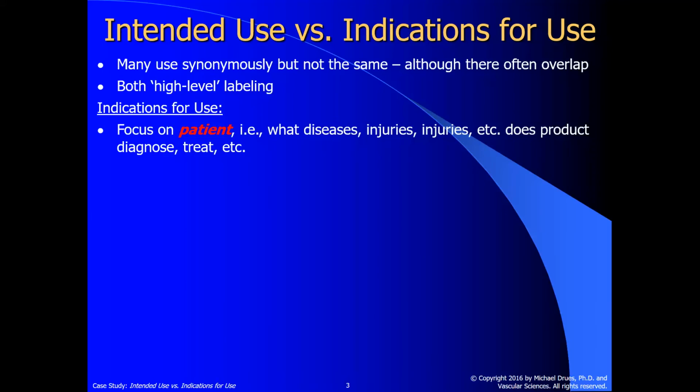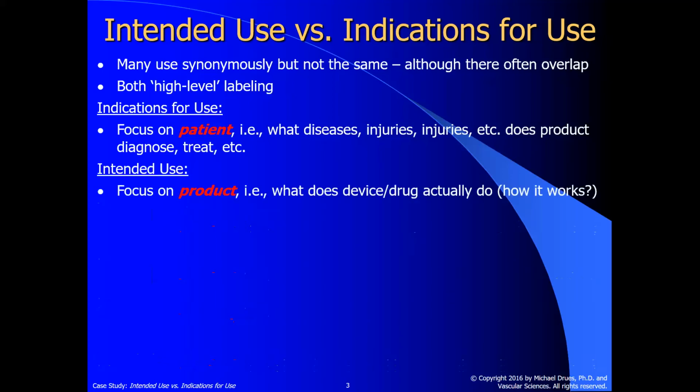So let's start out with indications for use. The way I like to think about this is on the indications for use, the focus is on the patient. So in other words, what diseases, what injuries, I'm sorry, there's a typo on that slide. It should be what injuries, what conditions, etc. is the product designed to diagnose, treat, cure, mitigate, and so on and so on. So the most important thing to remember about indications for use is that the focus is on the patient.